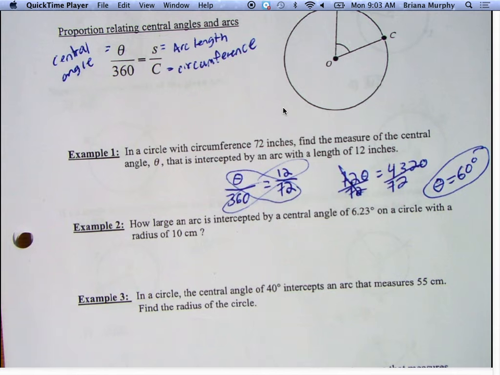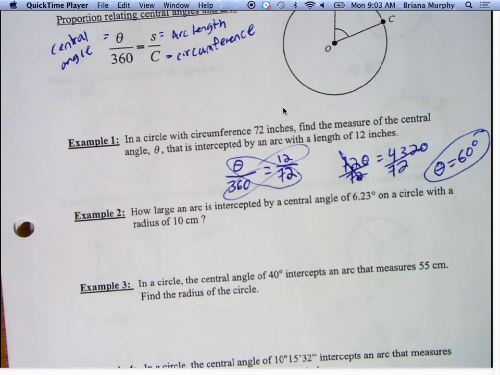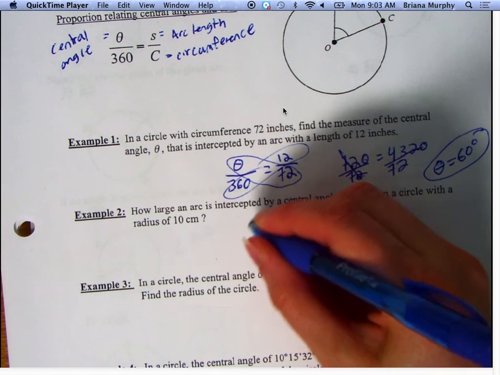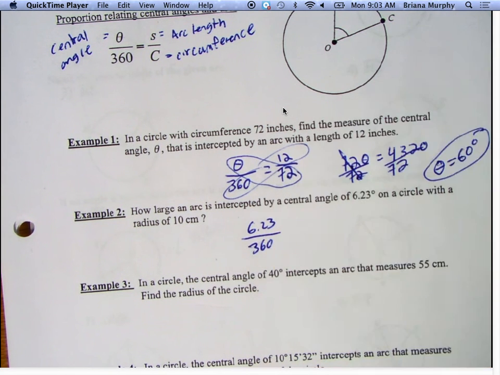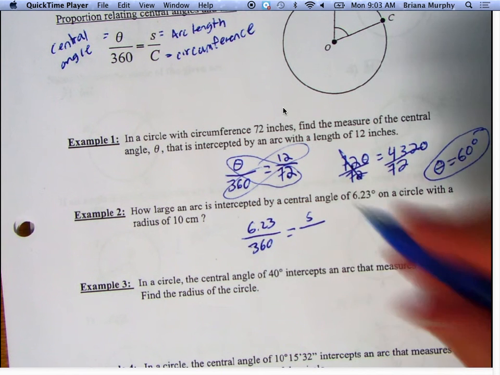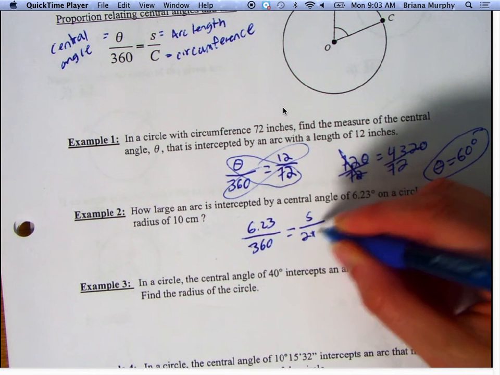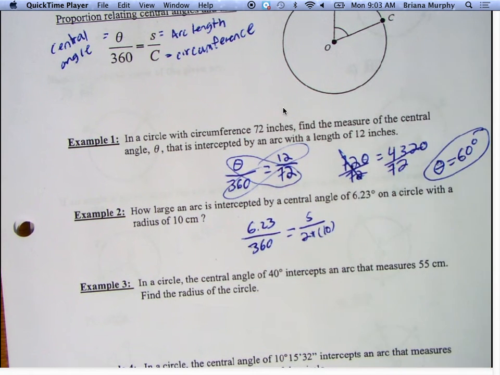Okay. Example 2. How large an arc is intercepted by a central angle of 6.23 in a circle with a radius of 10? It has a central angle of 6.23, so I put that in for theta, over 360. I'm looking for my arc length, S, over, well, I don't know what the circumference is, but I do know the radius, so I'm going to say 2 pi 10.